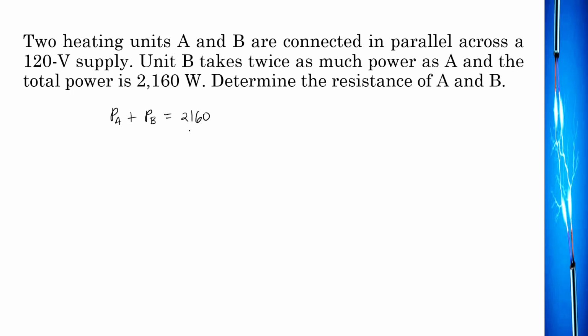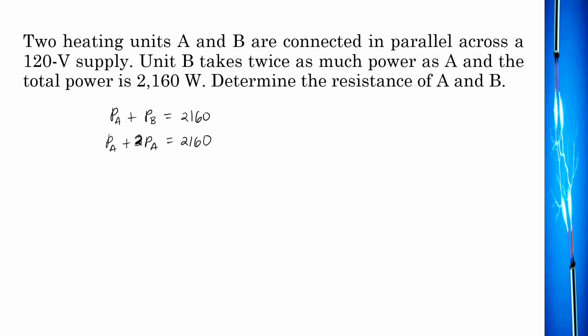Okay, kahit anong connection po yan. So, summation lang ng power ng bawat resistor will be the total power kahit ano pang klaseng circuit yan. Okay? Across sa lahat ng resistor. So, ang sabi daw, yung sa B daw, it takes twice as much power as A. So, kung halimbawa, yung sa PB, gagawin natin siyang twice of nung sa A.